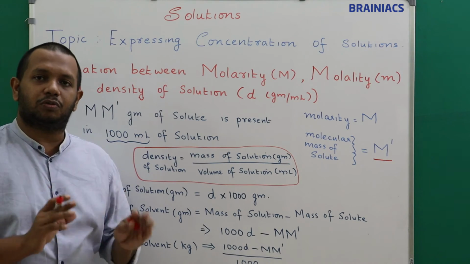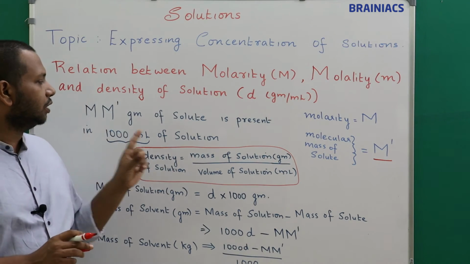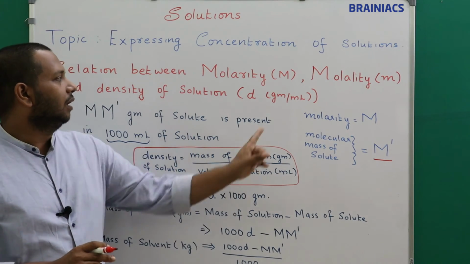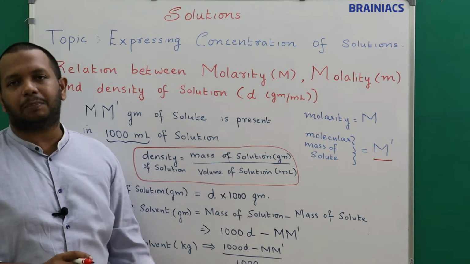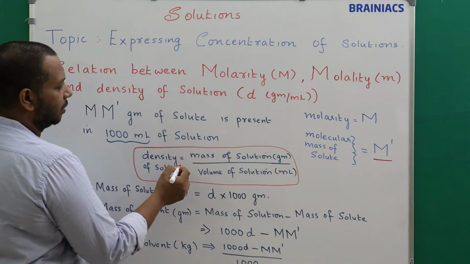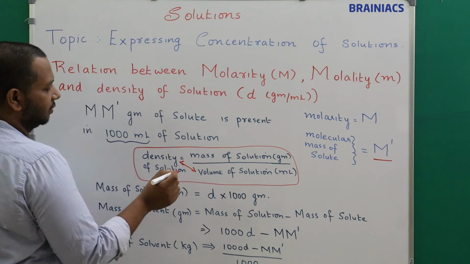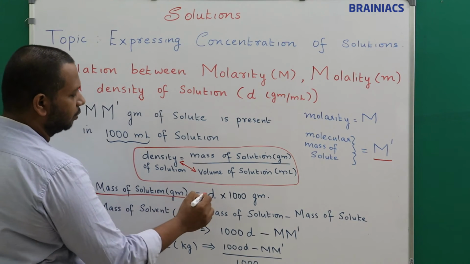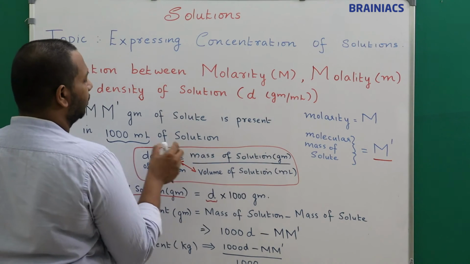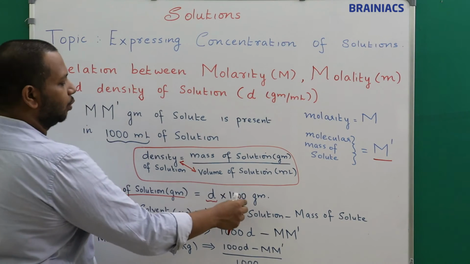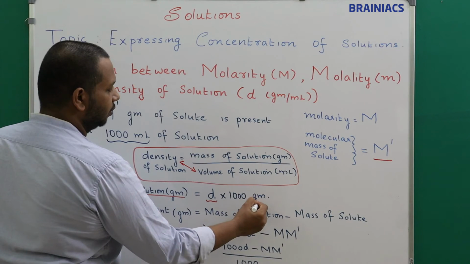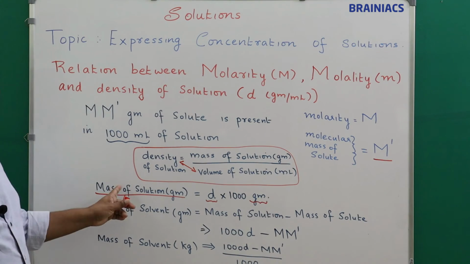So here we are speaking about solution. We know that density of the solution is equal to mass of the solution in gram divided by volume of the solution in ml, because here we are expressing density as gram per ml. So from this, can you tell me what will be mass of the solution? Mass of the solution can be obtained by cross multiplying this. So the mass of the solution is equal to density, represented by the letter D, into volume of the solution in ml. We know the volume of the solution in ml is 1000. The unit of mass is gram, so I understood what is mass of the solution.